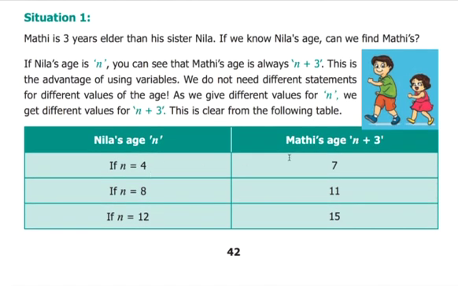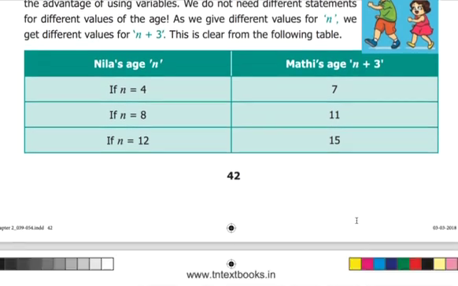If n equal to 4, this is 7. If n equal to 8, this is 11. If n is equal to 12, Mati's age is 15. Like that. Okay.